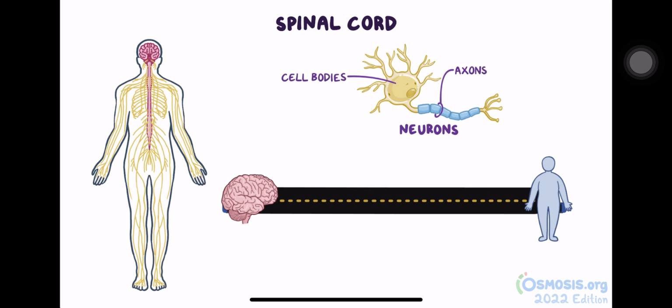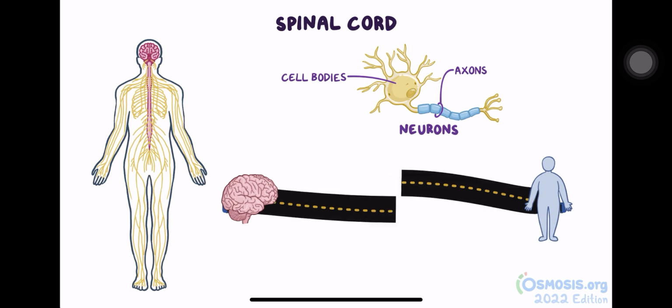But what happens when this information highway is disrupted or damaged? Well, injury to the spinal cord leads to a variety of classic clinical conditions with predictable deficits, which we will explore in this video. So let's get to it.